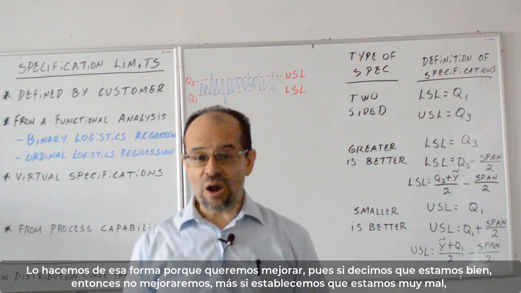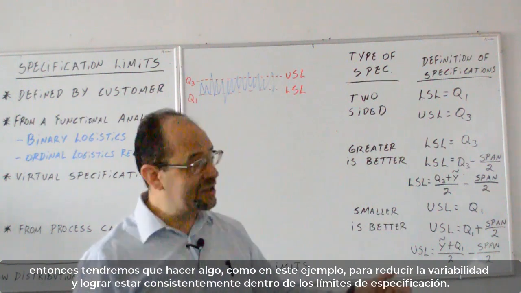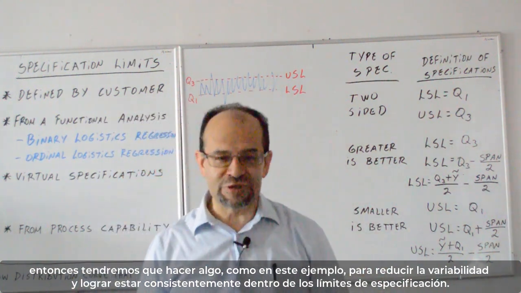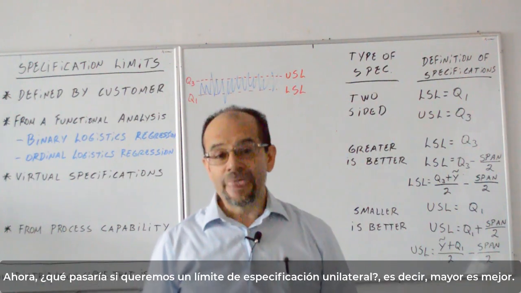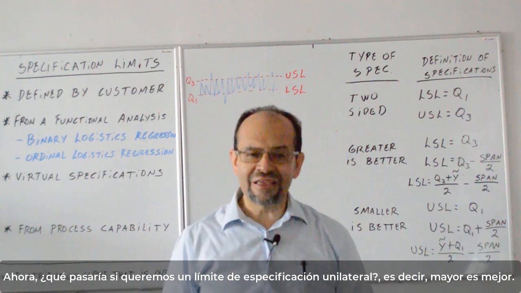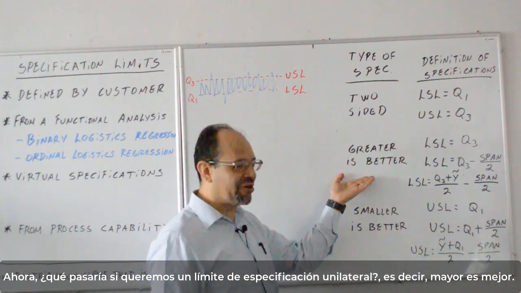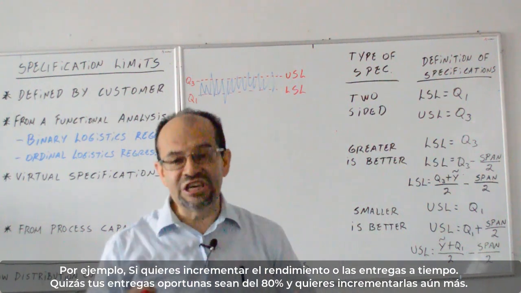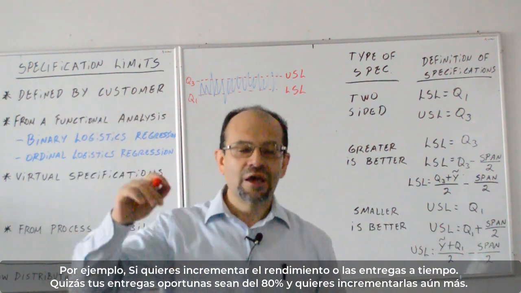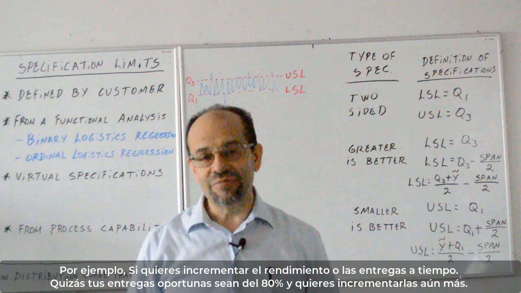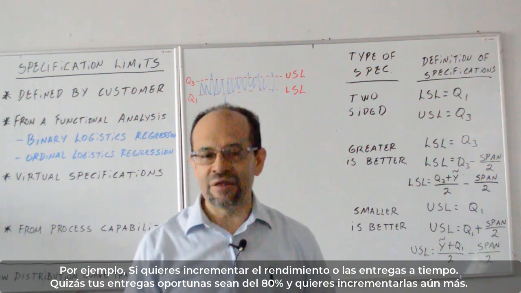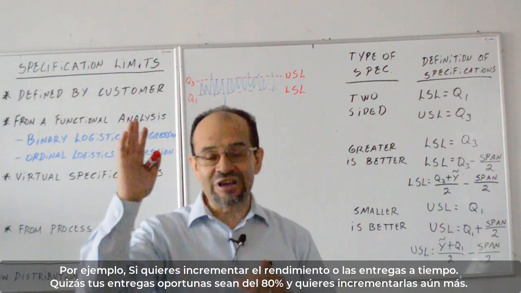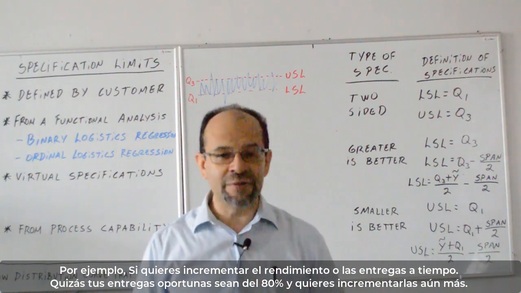But if we state right now we are very bad, then we have to do something in this example to reduce the variability and be consistently inside the specification limits. Now, what about if you are having one-sided specification limits? I mean, greater is better. More is better. For instance, yield. You want to increase the yield. Or on-time delivery. You want to deliver product on time. And maybe currently your on-time delivery is 80% and you want to increase the on-time delivery even more.